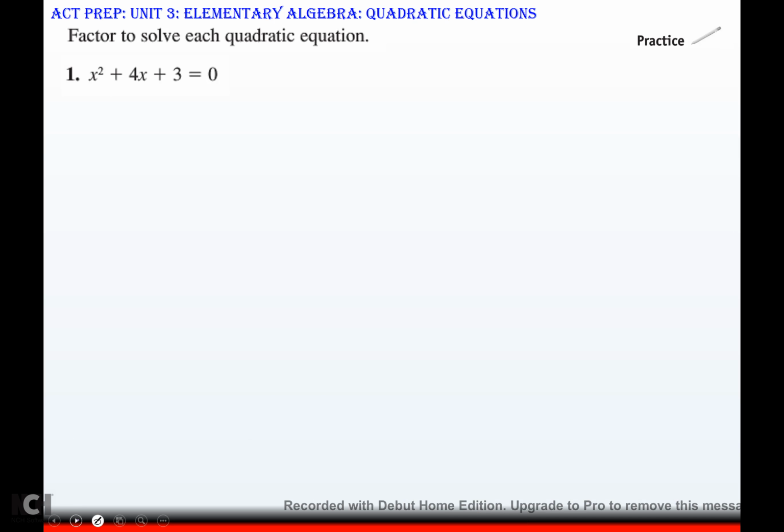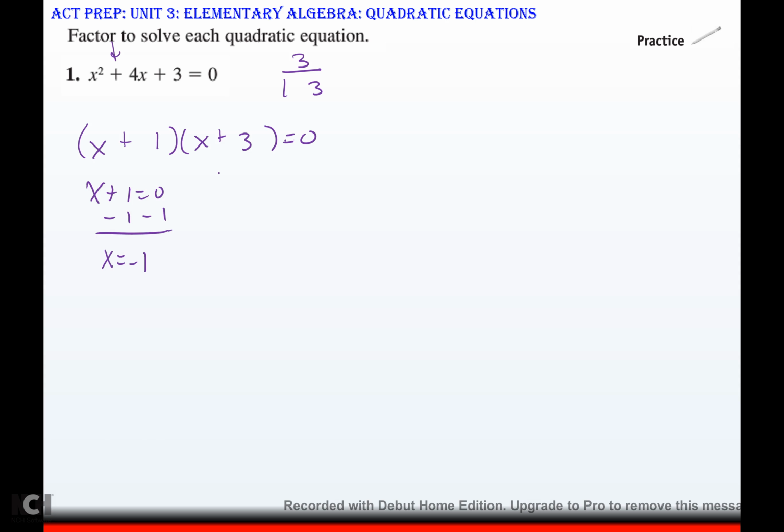This one should be easy because A is 1. So I just find factors of C, 1 and 3. And that's it. They'll make 4. So my two factors are x and x with a 1 and a 3. Sign, C is positive, so they have to have the same sign, which is what's in the middle, so they're both going to be plus. So now to solve it, I say x plus 1 equals 0, minus 1, minus 1, x equals negative 1. x plus 3 equals 0, minus 3, x equals negative 3. Those are my two solutions.